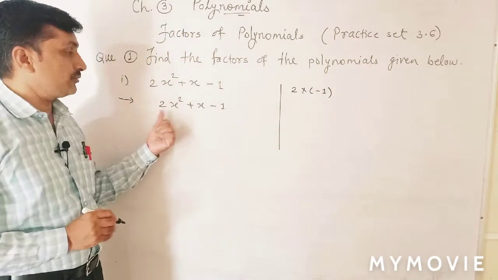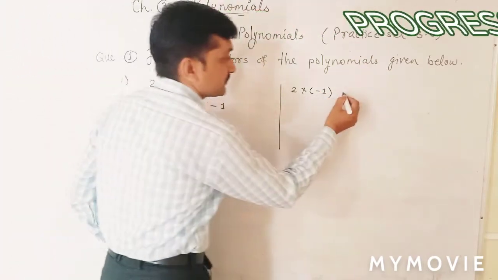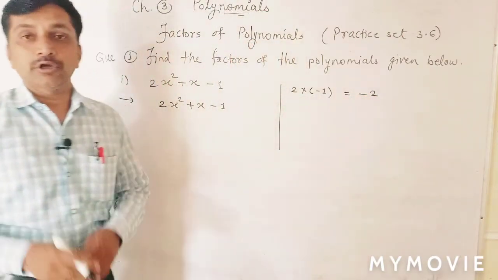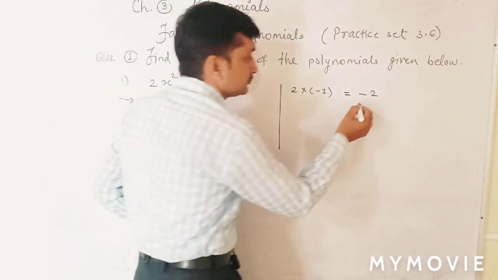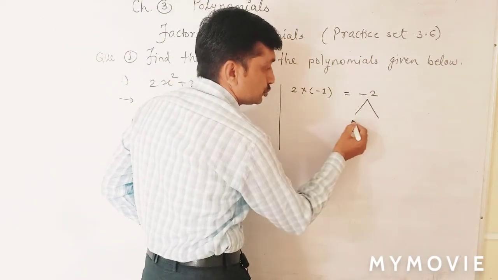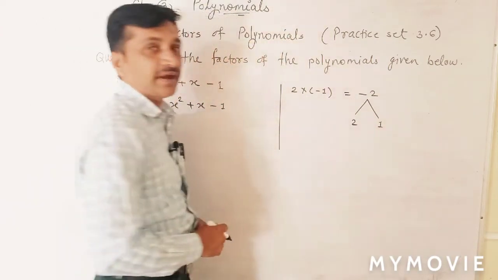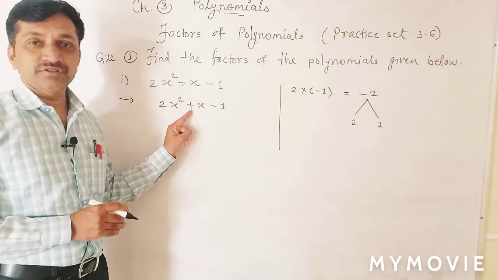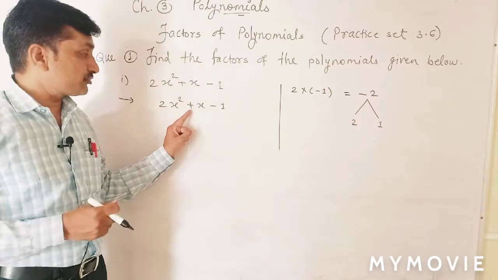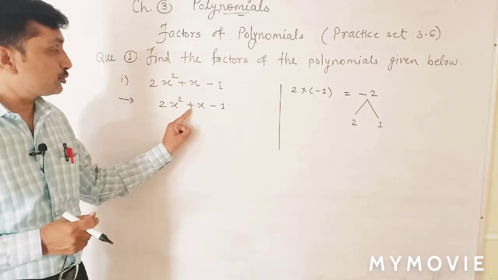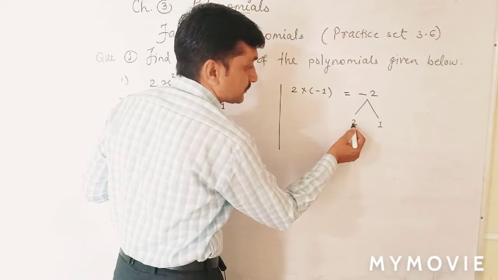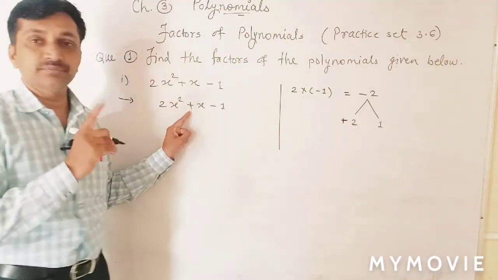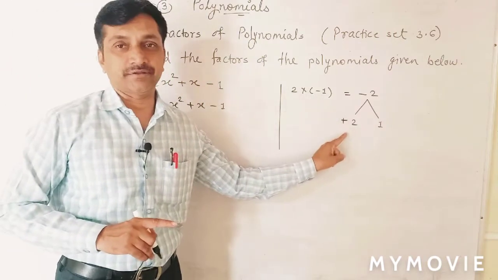Product of first coefficient and last is equal to, what is the product here? Minus 2. Now factors of minus 2: 2 and 1, these are factors. Now here, the middle term sign, middle term is the second term. What is the middle term sign? Plus. Give this sign to the bigger factor. Bigger factor is 2, give here plus sign.